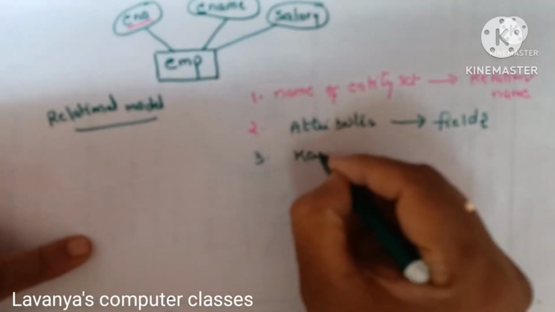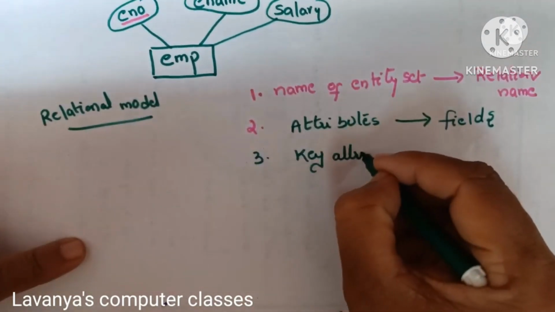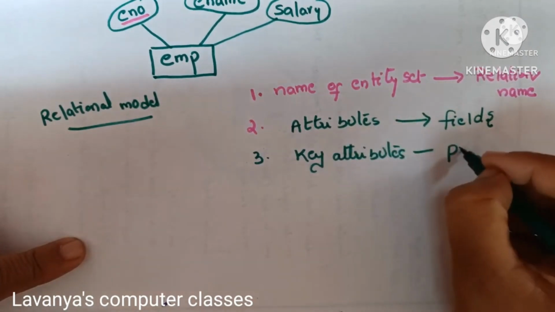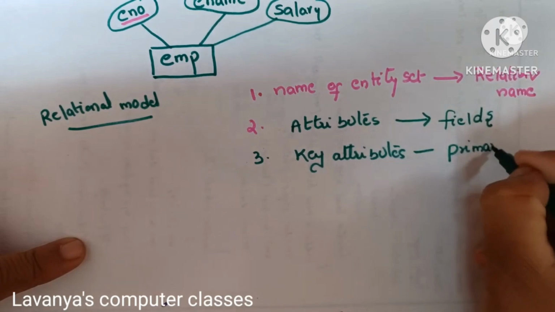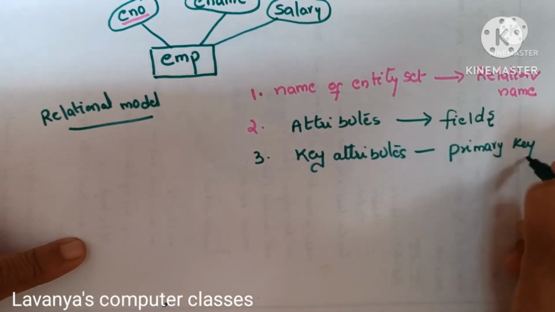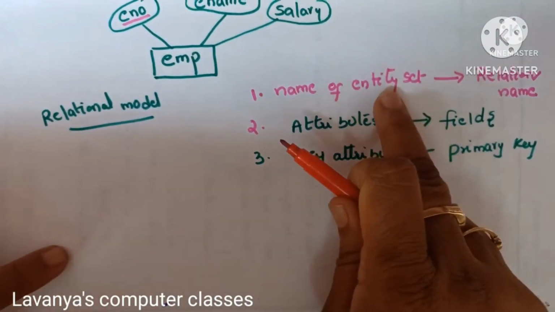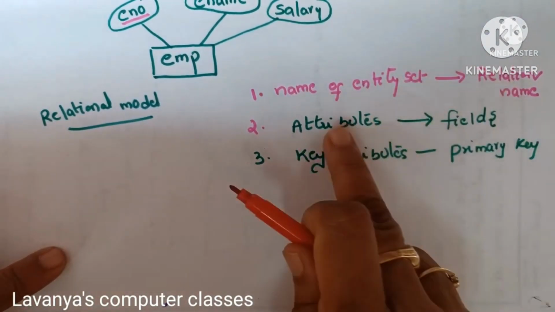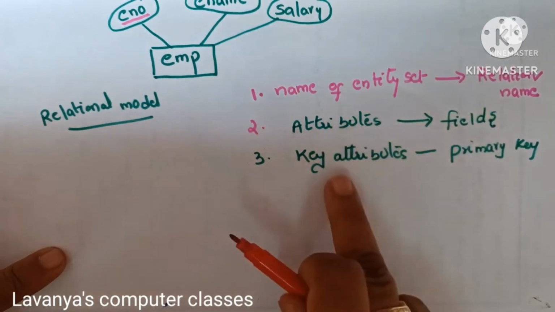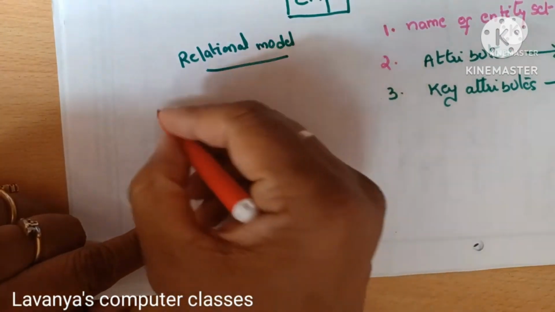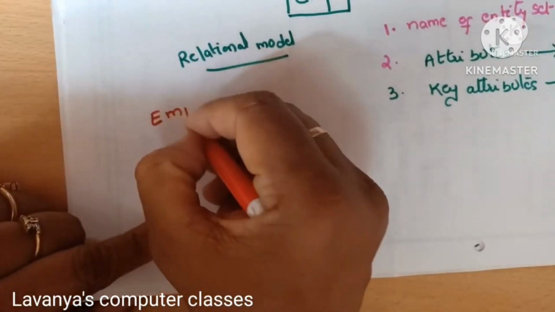And third one is, which one is the key attribute? The key attribute is considered like a primary key of the table. So these three are the important things. Entity set name is converted like a table name, all attributes are treated as fields in the table, and key attribute is considered like a primary key. So using these three properties, just convert the ER entity set diagram into a table.